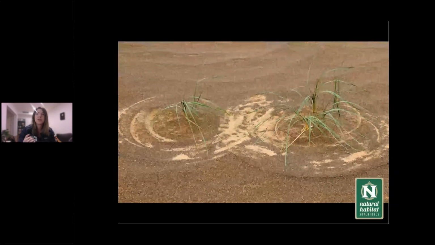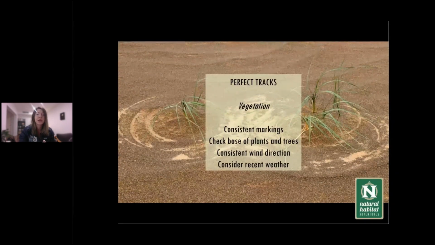Some tips for vegetation. We're looking for generally consistent markings. So if it's coming from the stem of a plant, it's going to have that beautiful radial arc, that nice sweeping motion. So we're going to check the base of plants. We're going to check trees, see if there's anything drooping. We may be able to even tell, which could be quite interesting for us, the wind direction. Sometimes if something's sweeping in a more lateral motion, then we could maybe infer the common wind direction, or at least the most recent wind direction.